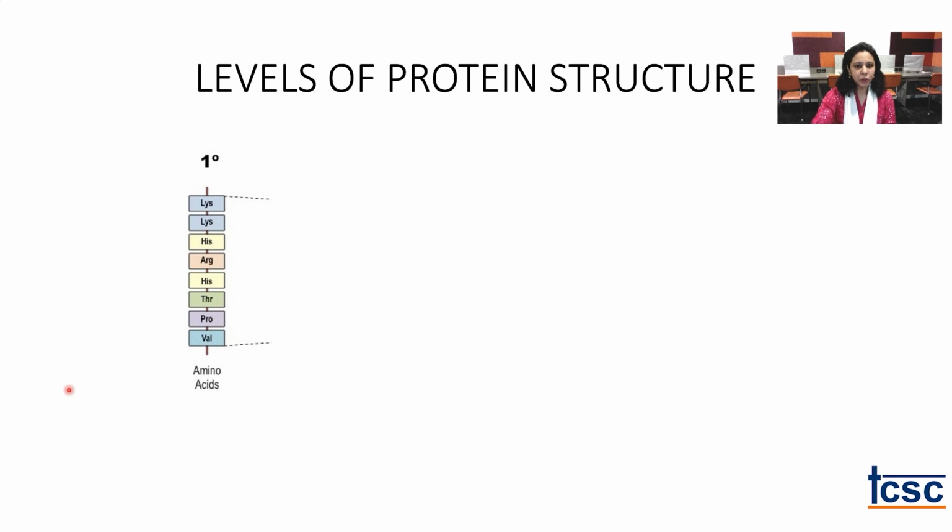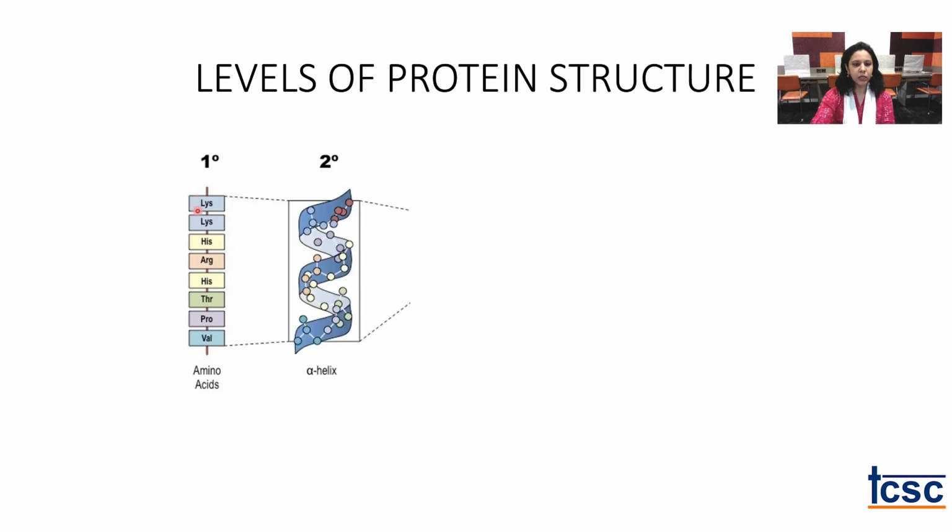So coming to the main topic of levels of protein structure. Basically we have four levels of protein structure: the primary, secondary, tertiary, and quaternary. The first level, the primary structure, is just the string of amino acids joined together by peptide bonds. There is no structural information present in the primary structure. This primary structure then folds into what we call a secondary structure, which is a more localized structure. This is an example of one of the secondary structures, the alpha helix. There are other secondary structures also present.